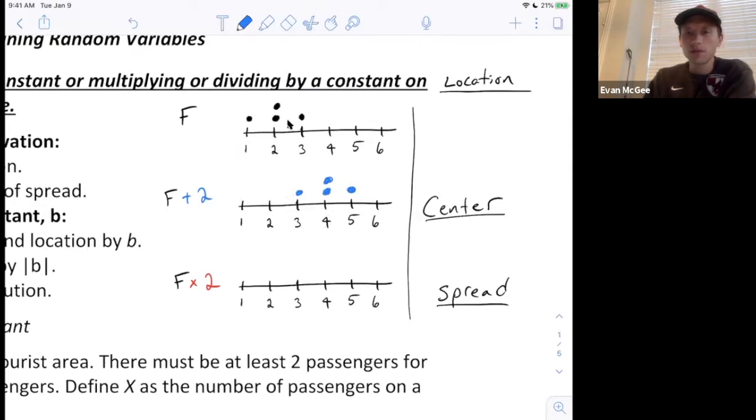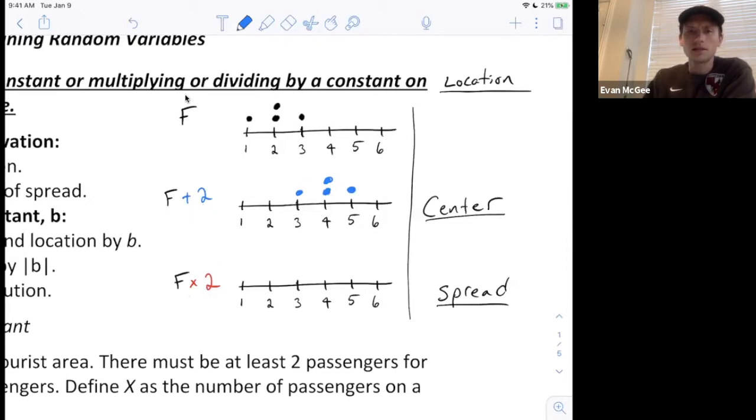And the spread, or the range I should say, was from 3 to 1, which is a distance of 2, and now it's from 5 to 3, which is still a distance of 2. So remember, adding a constant doesn't increase the spread or any measure of spread in a distribution. All that it changes are points of location and the measure of center. I'll talk about that in a second.